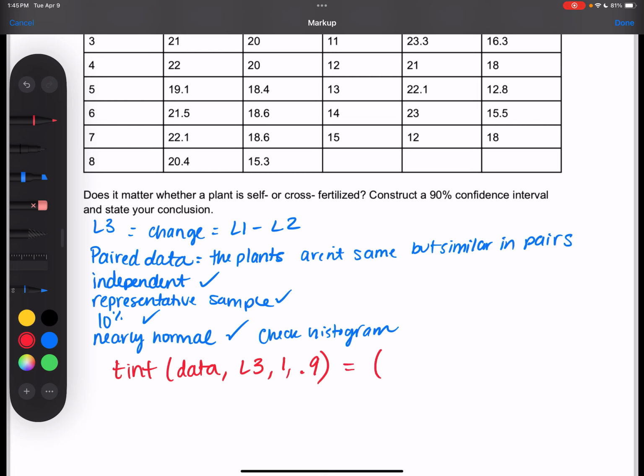And so when we do that, what interval do we get? 0.463, 4.7. Yep. Run one variable stats on L3 so that we can do it by hand as well.